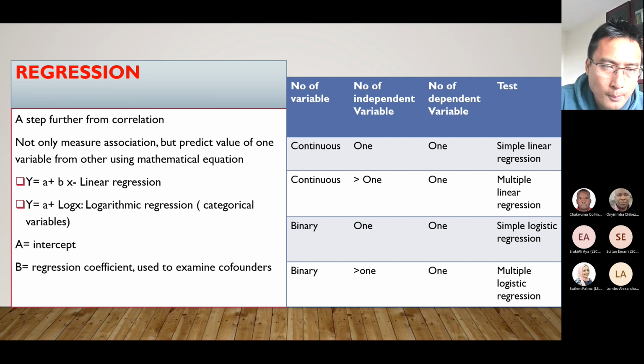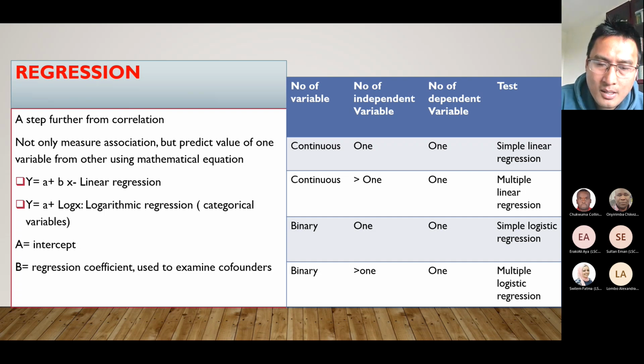So regression. Causation is easy, cause and effect, but sometimes the confounders and other factors are also involved. So regression is one step further than correlation. In your exam, you just need to remember this. If it is linear regression, linear means very simple, like continuous data with one independent and one dependent variable, it becomes simple linear regression. If the independent variable is more than one, it becomes multiple linear regression.